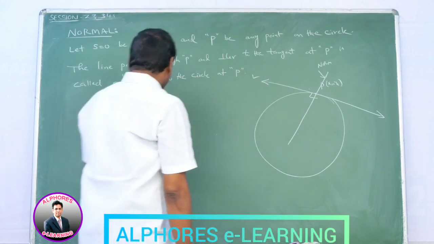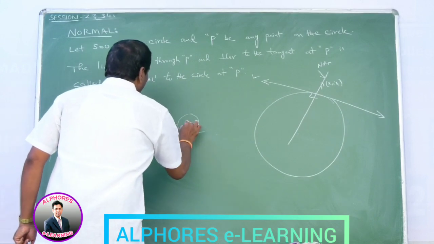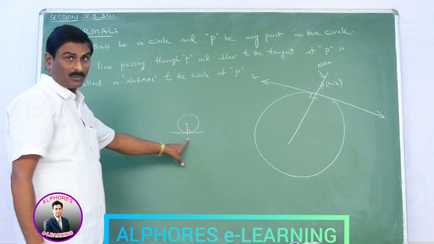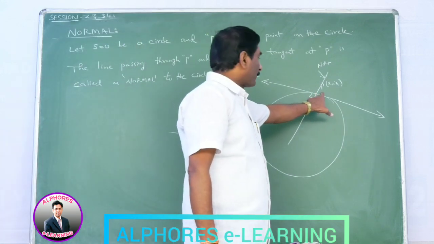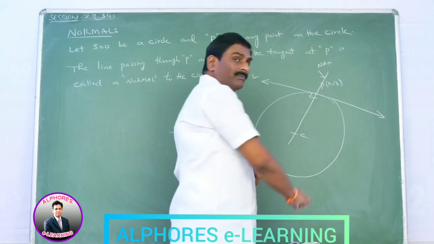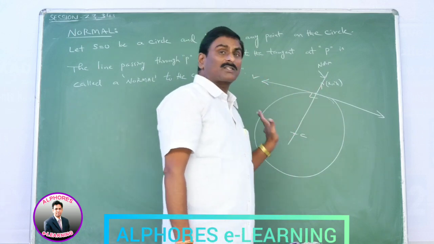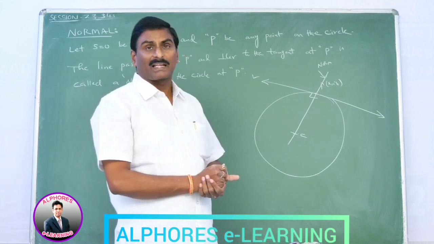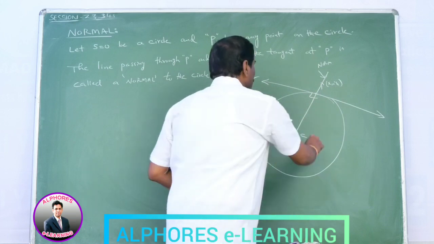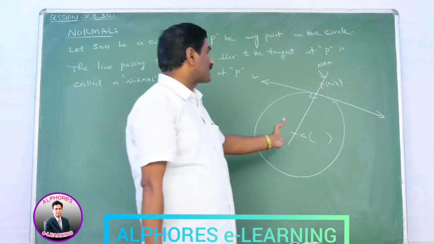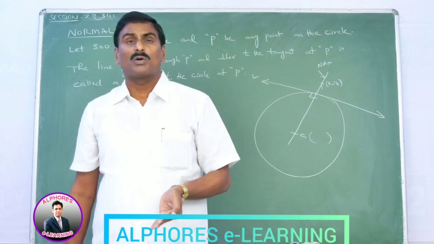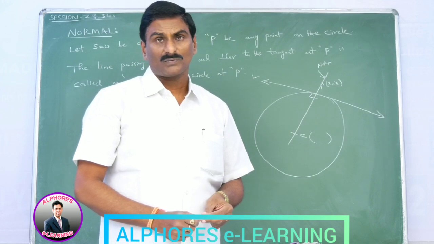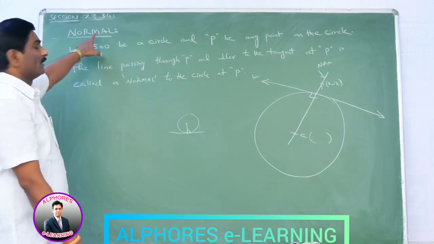Actually, the angle between the tangent and the radius is always perpendicular at the point of contact. Here P is the point of contact. The perpendicular line must pass through the center. That means every normal must pass through the center. To find the equation of the normal, P is a known value, and the center C, minus g comma minus f, is also a known value. If 2 points are given, what is the equation of the line? y minus y1 is equal to m into x minus x1, where m is y2 minus y1 by x2 minus x1. Okay, note this point.